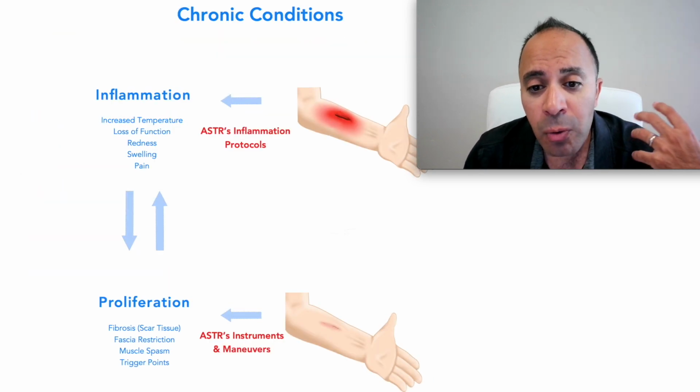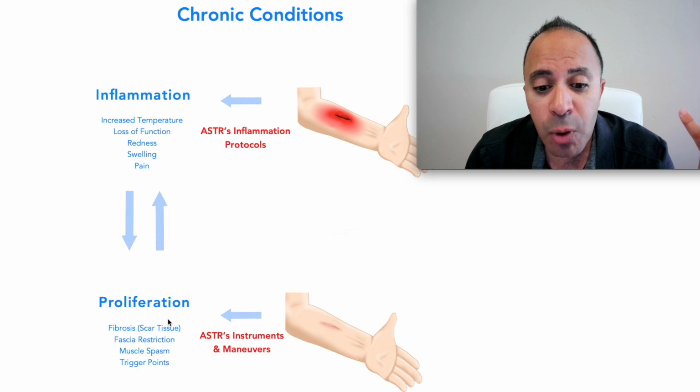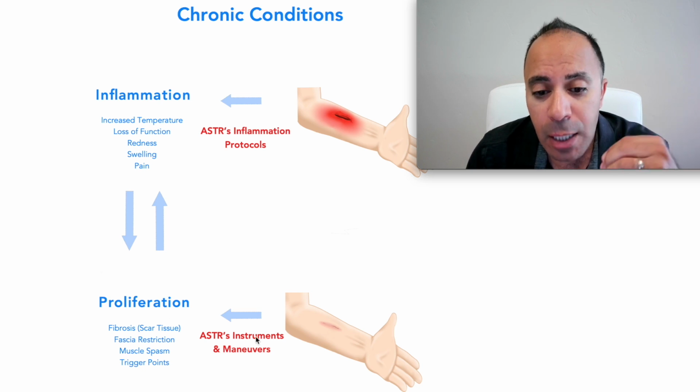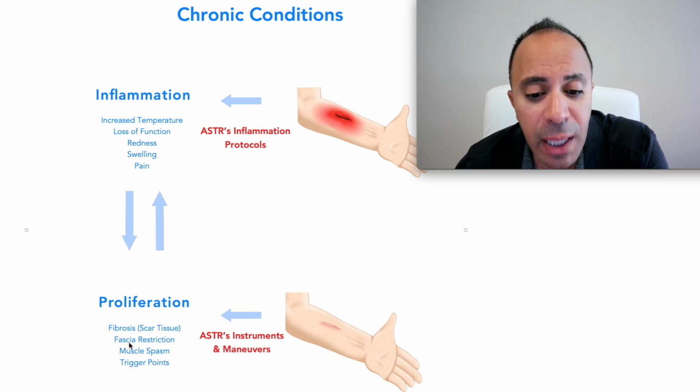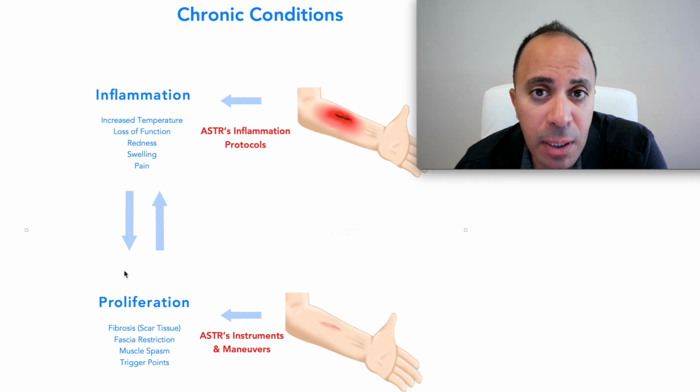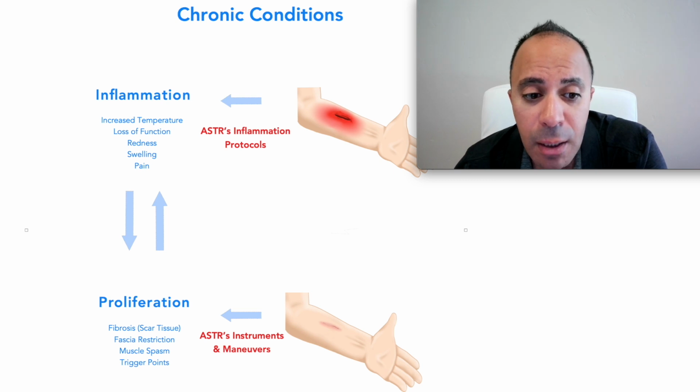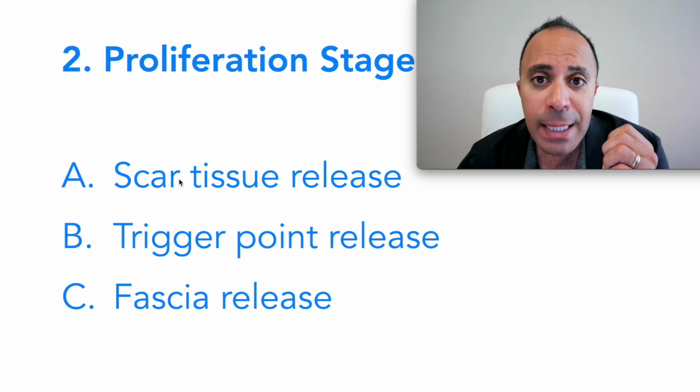Okay, so what should we do to break the proliferation stage? We have to work on everything here in the proliferation stage. So I'm going to divide it into fibrosis and fascia restrictions, and trigger points, so you will understand what we can do to really get rid of those adhesions or dysfunctions. So first thing, the scar tissue.